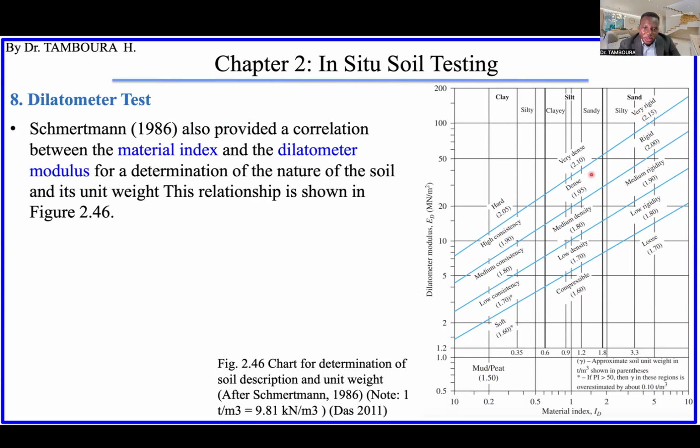So if you have your ID, the material index from the dilatometer test, and you have the dilatometer modulus, you can guess what kind of soil, what type of soil you are dealing with, and if it is dense or soft or medium, something like that, using this design chart.